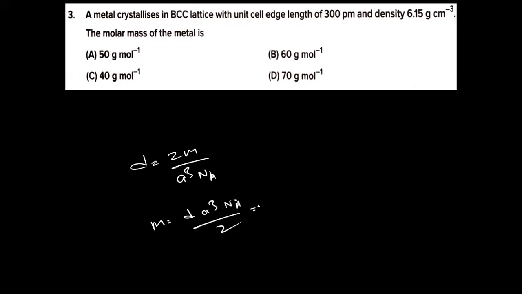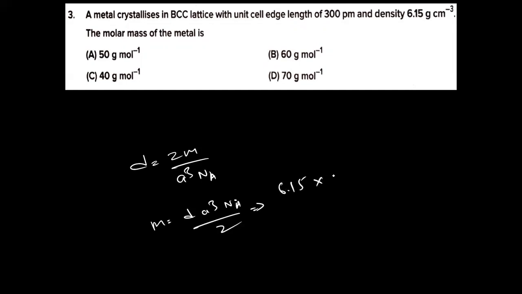Question number 3. A metal crystallizes in BCC lattice with the unit cell edge length of 300 picometer and density 6.15 gram per centimeter cube. The molar mass of the metal is. So we know that density, which has the formula d equal to Zm by a cube Na. So in this question, we have to find out molar mass. So rearrange the formula to find molar mass: d a cube Na divided by Z. Density they have given 6.15.